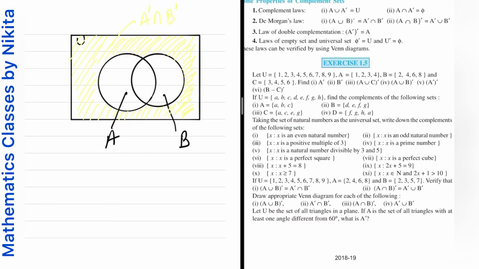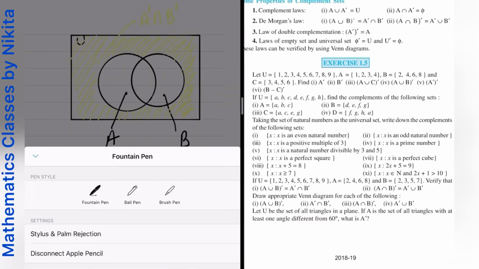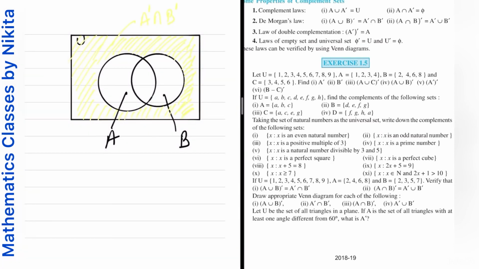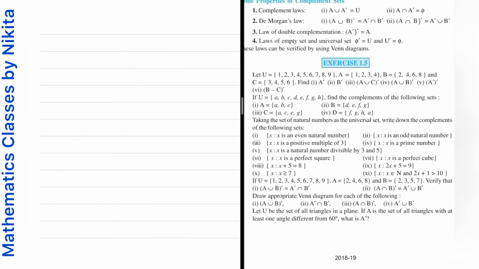And you can see that this figure is same as the figure which we have drawn in the first part. Because why it is so? Because we have used De Morgan's law. We know that A union B whole complement is equal to A complement intersection B complement. So this is also the verification of De Morgan's law from the Venn diagram. Now let's see the next third part.